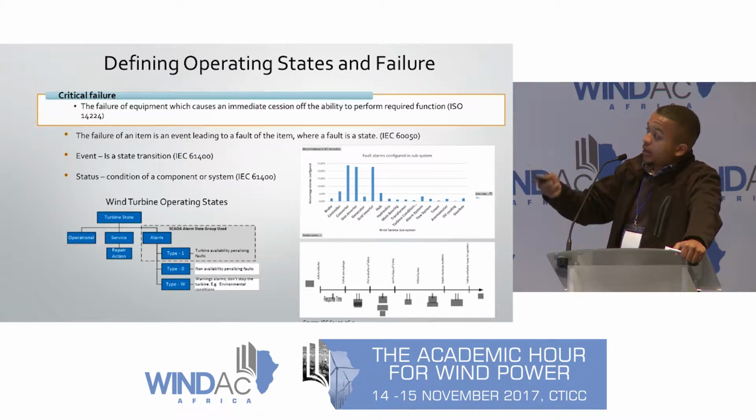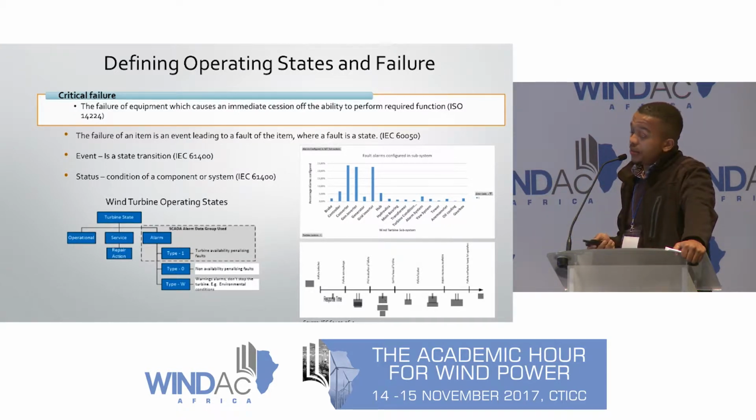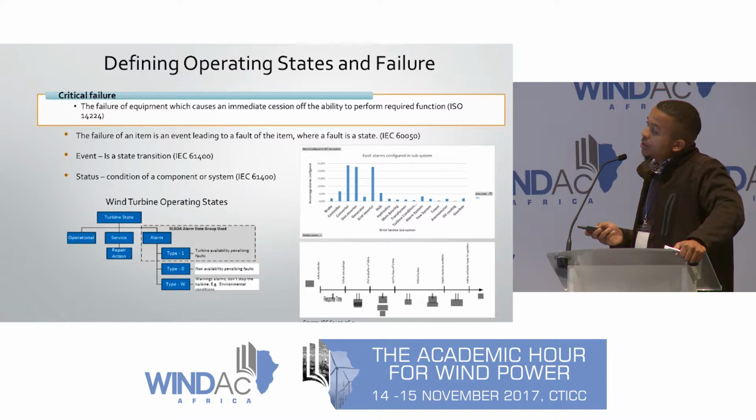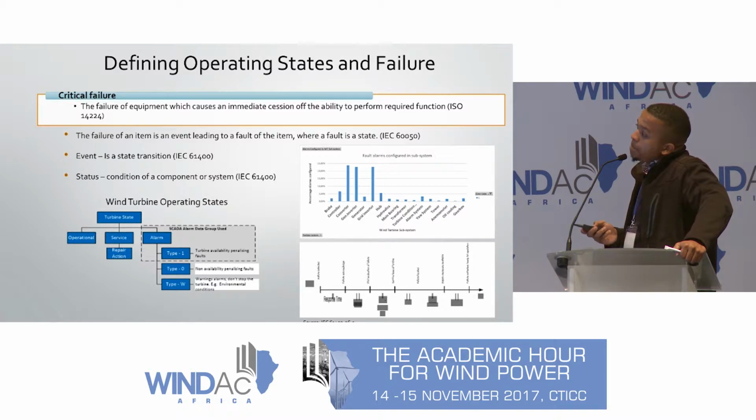A basic analysis of the alarm data from the SCADA system is indicated on the top left of the screen, where we can see that electrical subsystems, or the generator and grid inverter, tend to have higher alarms configured within them, and then there are other subsystems with lower alarms configured within them. So this will also have to be taken into consideration with the results that are found in the end.